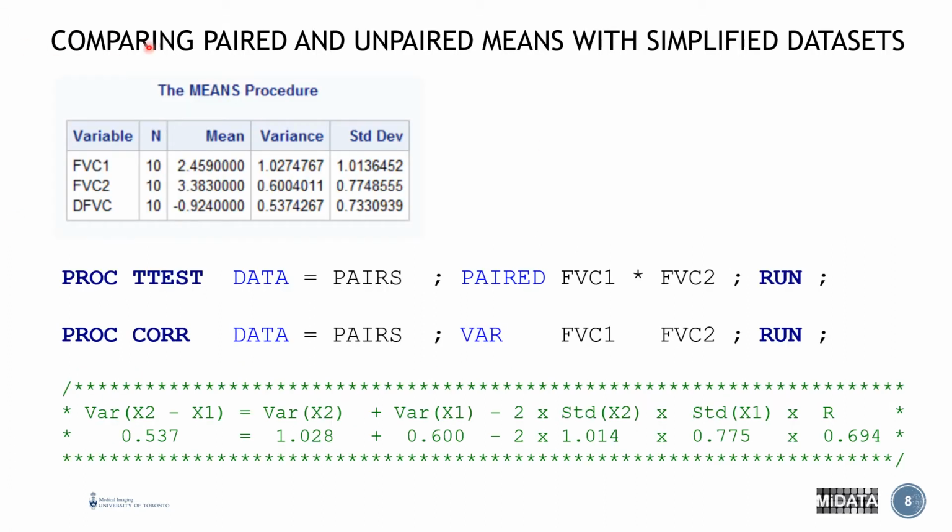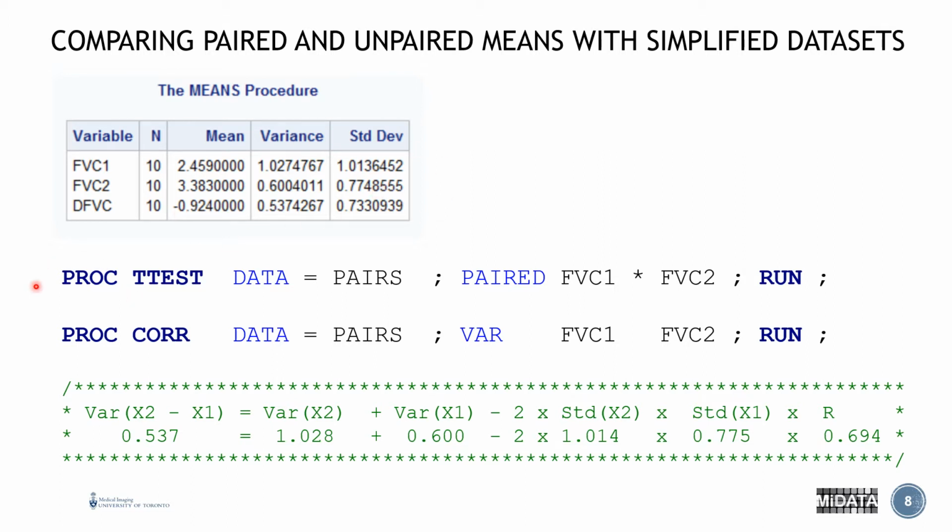All right, let's look at the output from our proc means statement. Here's the three variables, FVC1, FVC2, difference in FVC. Of course, n equals 10 for all three. Here are your means. It's a negative difference here, but that's just because of the way the variables FVC1 and 2 were ordered. Here's your variance and your standard deviation.